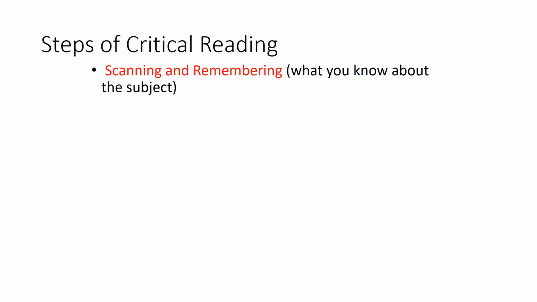Step number 1, scanning and remembering. This is something that you know how to do, that you have done previously for the past 2 years, 2 terms I mean. So scanning and remembering is remembering what you know about the subject. You just get the information. It is just getting the surface meaning of a text, and that's the very first step of critical reading.